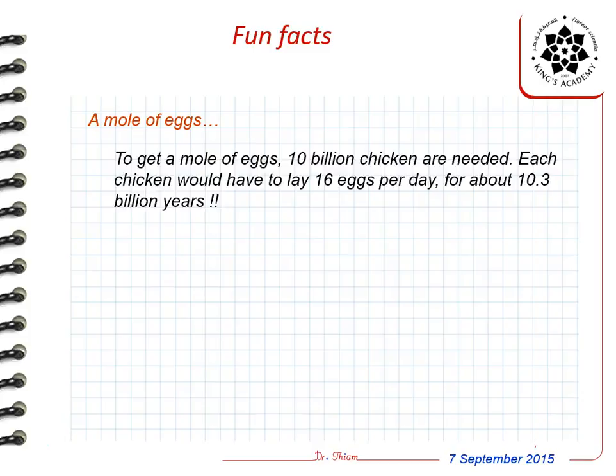really tough assignment. Now in order to get a mole of eggs, you would need 10 billion chickens, and each chicken would have to lay about 16 eggs per day for about 10.5 billion years. There you have it. That's how you get a mole of eggs. That's a huge, huge number.